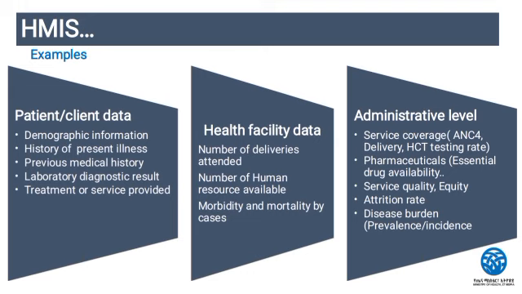Health Management Information System examples: patient claimed data, demographic information, history of present illness, previous medical history, laboratory diagnostic result, treatment or service provided, health facility data, number of deliveries attended, number of human resource available, morbidity and mortality by cases, administrative level, service coverage, ANC for delivery, HCT testing rate, pharmaceuticals or essential drug availability, service quality, equity, attrition rate, disease burden or prevalence or incidence.